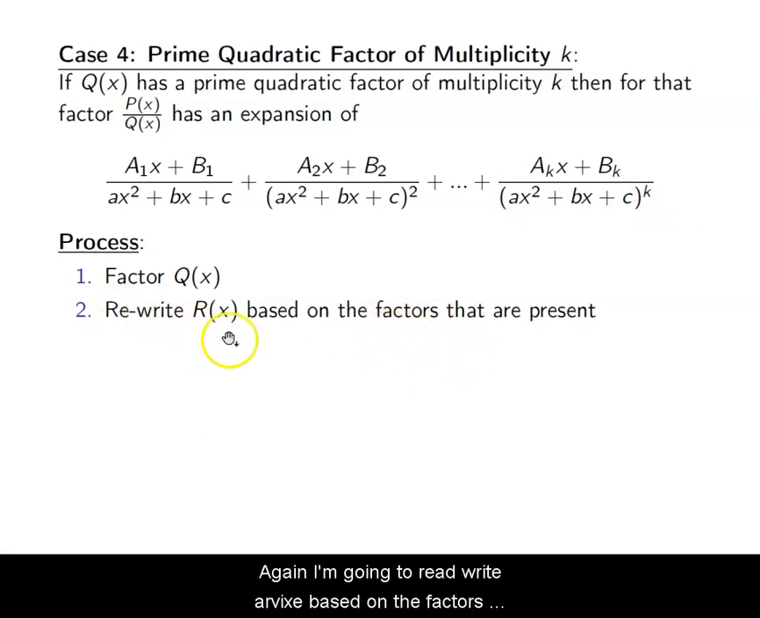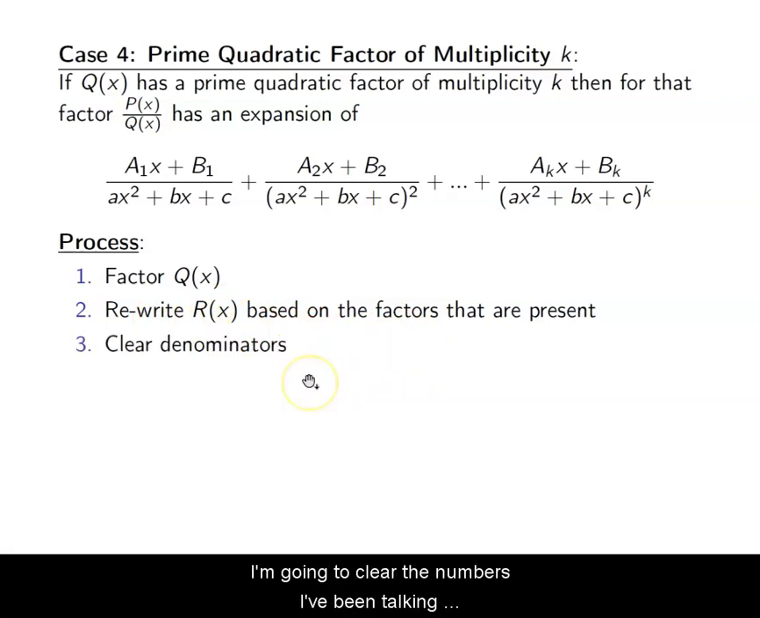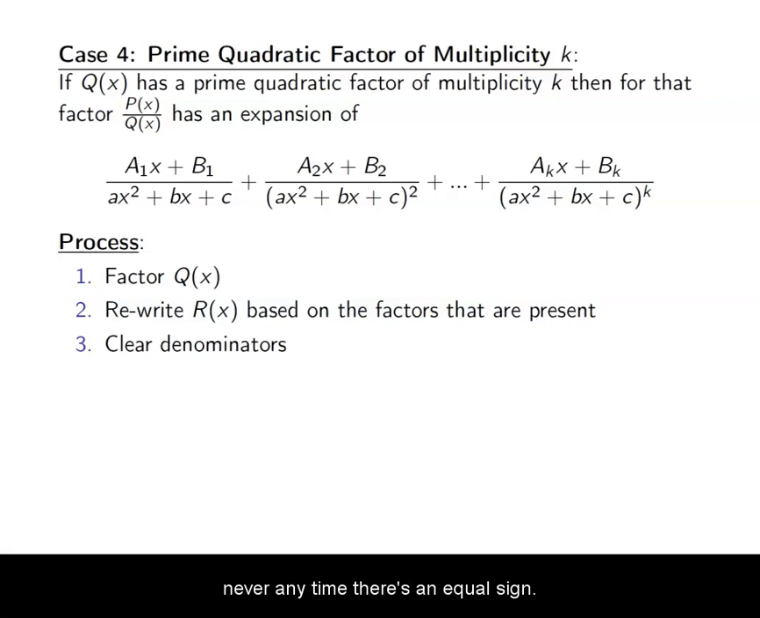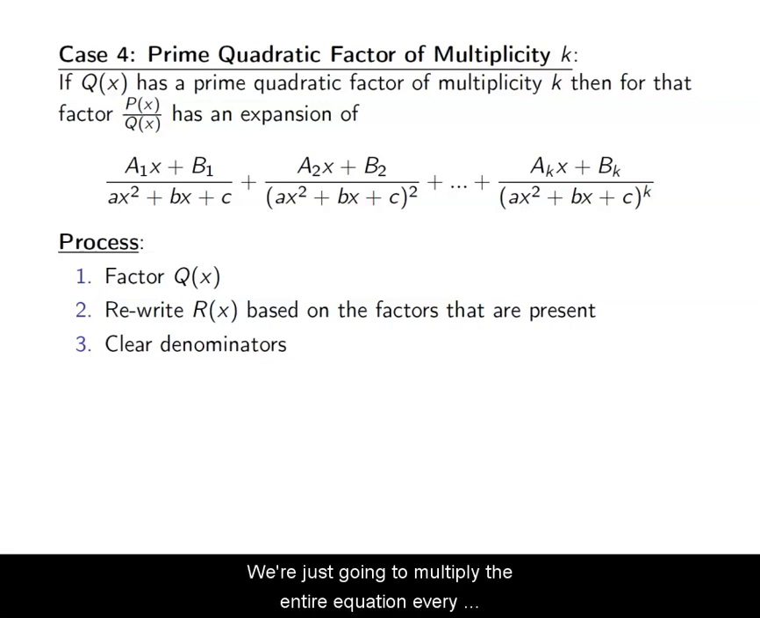So again, I'm going to rewrite R of x based on the factors that are present. Then I'm going to clear denominators. I've been talking about clearing denominators this entire video series. If you're still not clear on what clearing denominators is, I suggest you go back to chapter 1 and refresh on that. Remember, anytime there's an equal sign and we have fractions, we can get rid of our fractions. We just multiply the entire equation. Every single term in the equation gets multiplied by the LCM, or the lowest common denominator. When we do that, all of the fractions should go away.